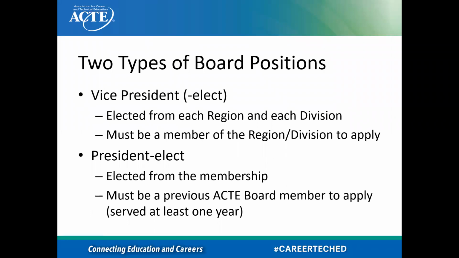As I mentioned, there are 2 types of board positions, the vice president position and the president-elect position. The vice presidents are elected from each region and each division, and you must be a member of that region or division to apply. I receive this question quite often. Unless you are a member of that region or that division, you are not eligible to run for that position. For president-elect, you are elected from the membership, and you must have served as an ACTE board member previously for at least 1 year in order to apply.